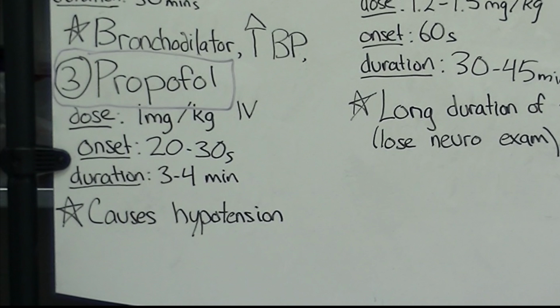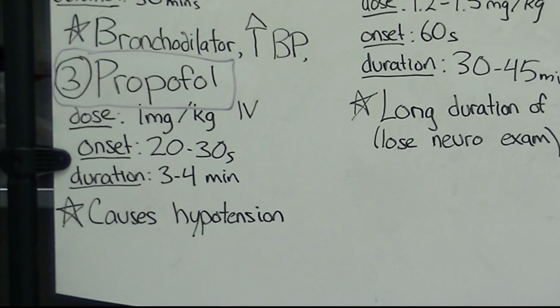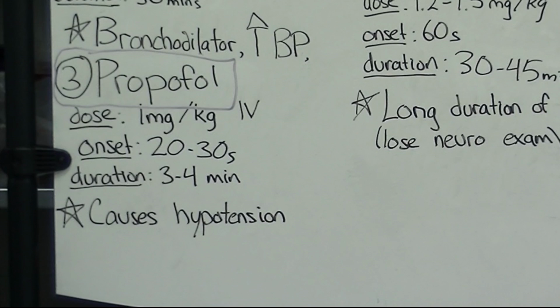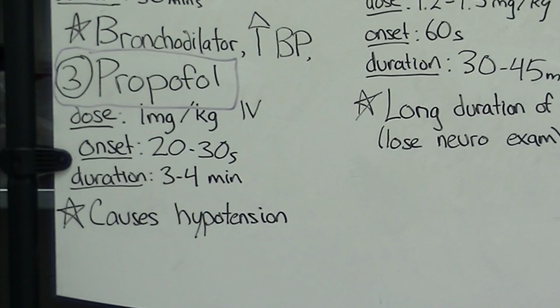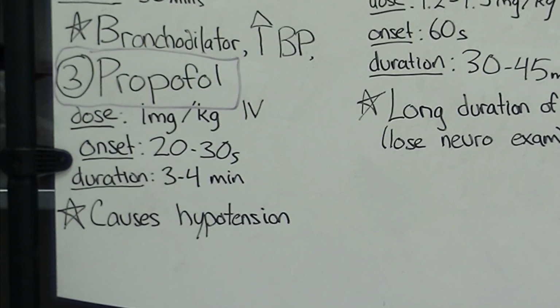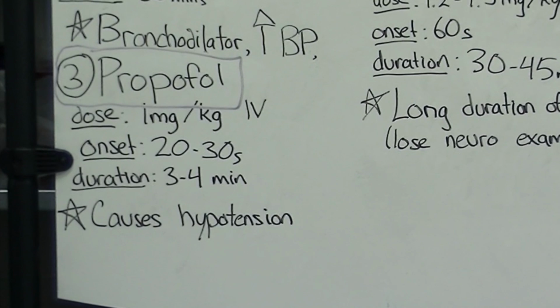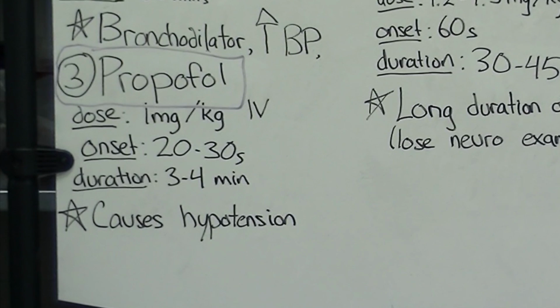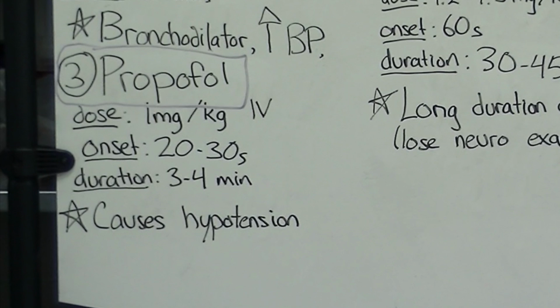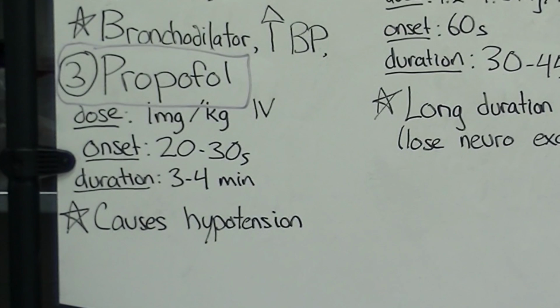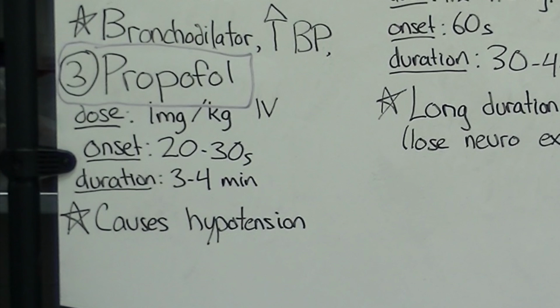The last sedative we will discuss in this lecture is propofol. Propofol is an ultra-short-acting hypnotic with no analgesic properties. It has a very rapid onset and a very short duration of action. Propofol is dosed at 1 milligram per kilogram IV push. It has an onset of 20 to 30 seconds and has a duration of 3 to 4 minutes.